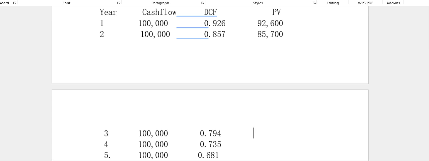Now, for us to get our present value, we are going to multiply the cash flow by the discount factor, and it will give us the present value. Year 1 now we have 100,000 for the cash flow, and the discount factor that we got is 0.926. 0.926 multiplied by 100,000 will give us 92,600. The simple meaning is that the 100,000 that we are going to pay at the end of the year, as of today, the value is 92,600. Is that clear? Yes, sir. Do you understand how we got it now?